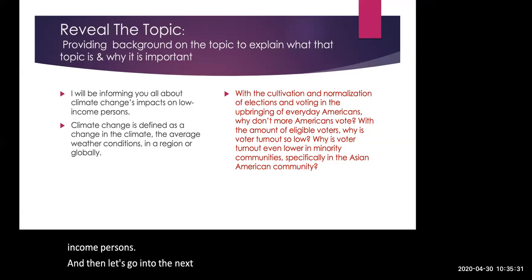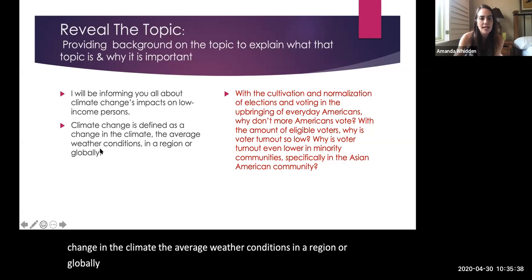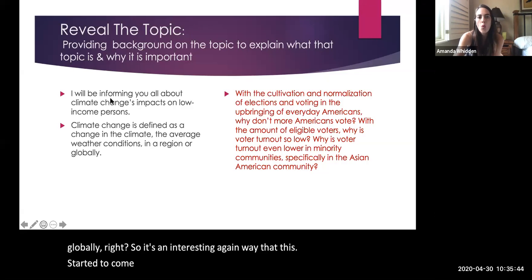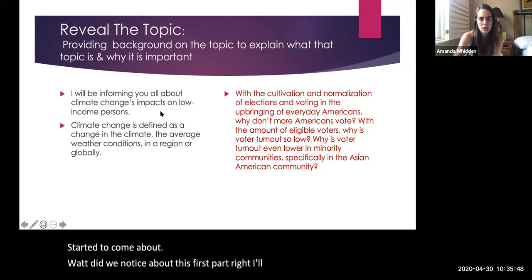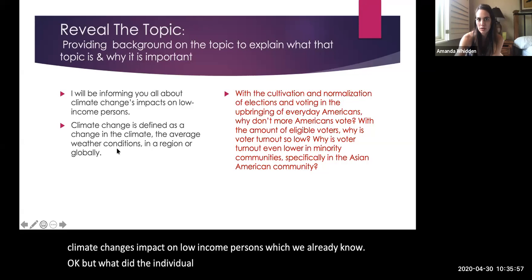Climate change is defined as a change in the climate, the average weather conditions in a region or globally. Right. So it's an interesting way that this started to come about. What did we notice about this first part? I'll be informing you all about climate change's impact on low-income persons, which we already know. But what did the individual put after?